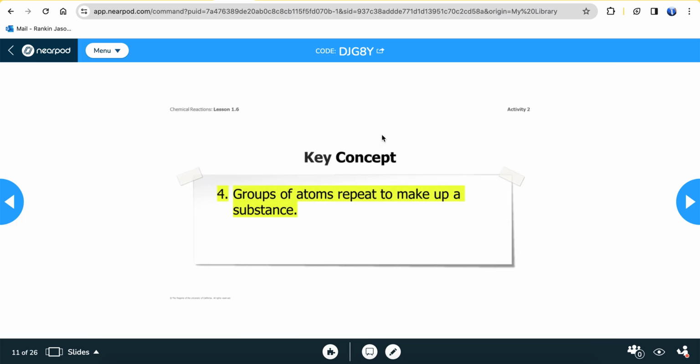All right, let's get this down, please. Key concept 4, groups of atoms repeat to make up a substance.